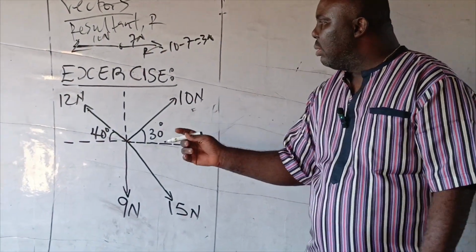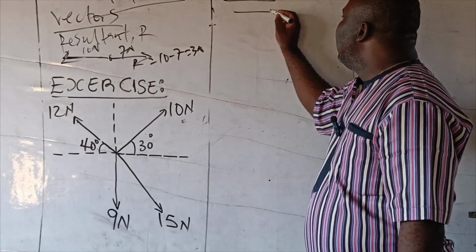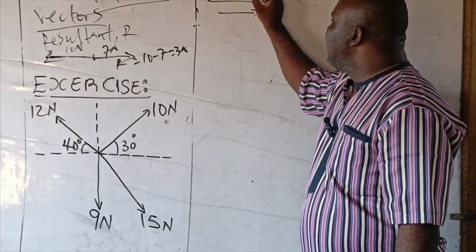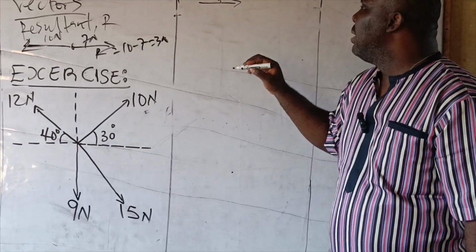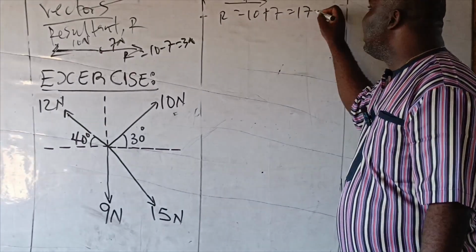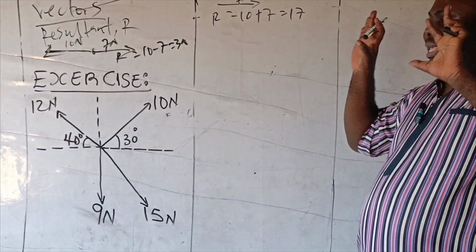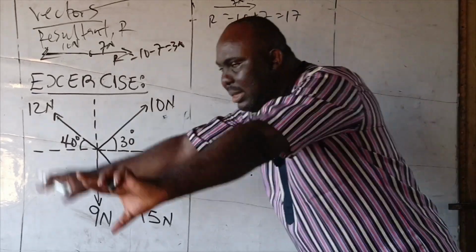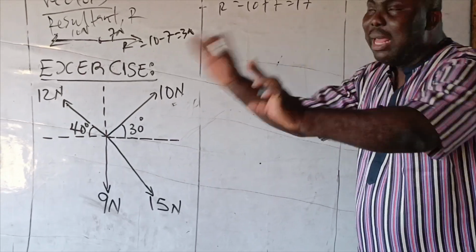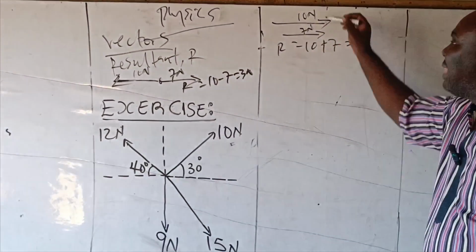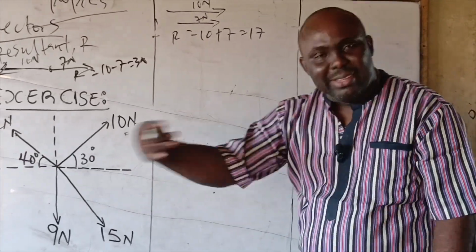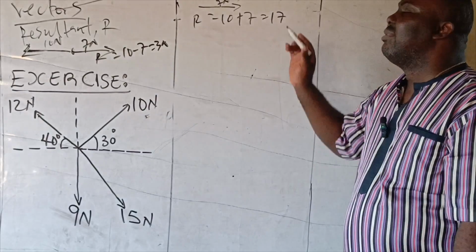Now, when two vectors act in the same direction, maybe 10 Newton and 7 Newton, the resultant here is equal to 10 plus 7, which will give us 17. These two vectors are like forces hitting a body, 10 Newton and 7 Newton. So the body will receive an impact of 10 Newton and 7 Newton. The addition of these vectors gives the resultant vector, and that resultant vector is 17 Newton.